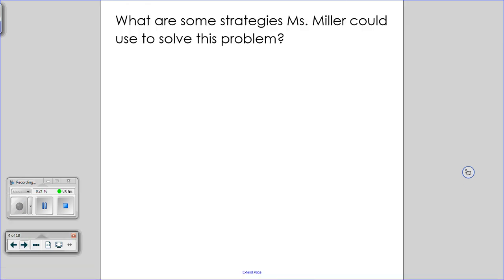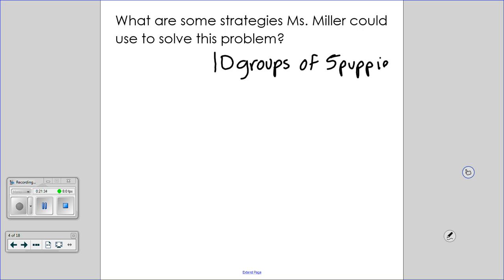All right. Let's come up with a problem. Let's do 10 groups of 5. Let's do puppies, since I always use that as my example. So I have 10 groups of 5 puppies.